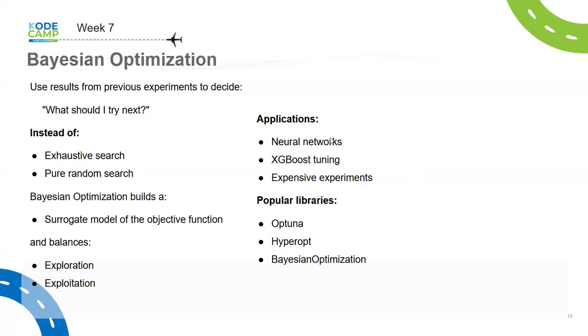So Bayesian optimization is very useful for neural networks, for XGBoost tuning if you are tuning hyperparameters with XGBoost, and for expensive experiments. When we say expensive, they take a lot of computational power. So for you to finish training one model, it's going to take a lot. So you don't want to just train models anyhow and evaluate only to throw it away and say, oh, this one did not perform well, right? And these are libraries that allow you to do that. These don't come with sklearn. You use Optuna, HyperOpt, and Bayesian optimization.